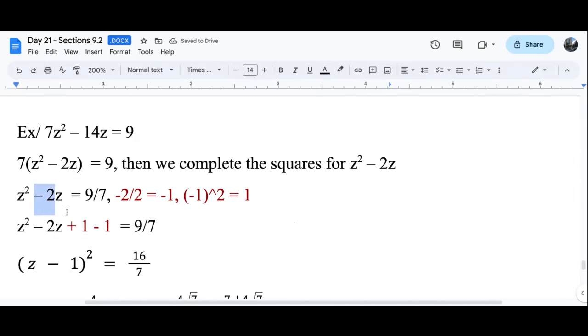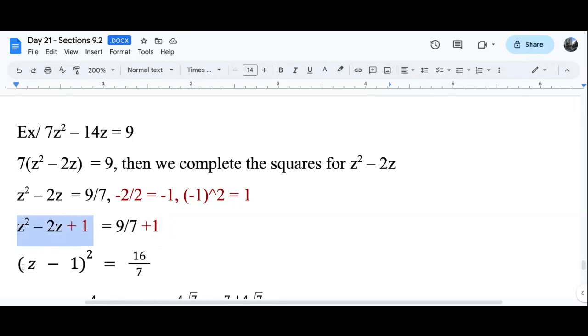What do you do? You take the number before z, the middle term. Remember x squared plus bx plus c. You take the number before the variable, not the variable squared, right? So which is negative 2. You divide by 2. That's negative 1. Then you add negative 1 squared, which is 1. Then you add 1, you subtract 1. You add 0, basically. Or you can add on both sides. Add 1, subtract 1 on the same side is the same as adding 1 on both sides.